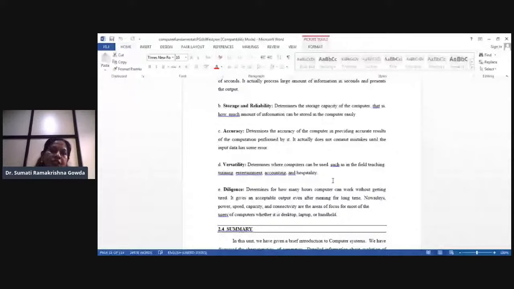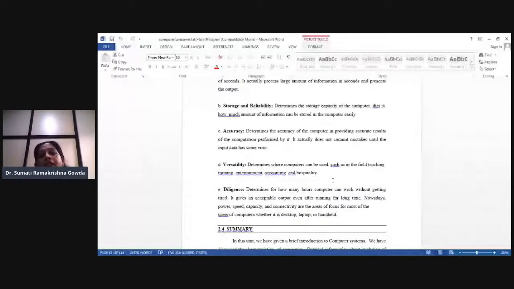Next is diligence. Diligence determines for how many hours a computer can work without getting tired. It gives an acceptable output even after running for a long time. Nowadays, power, speed, capacity, and connectivity are the areas of focus for most users of computers, whether it is a desktop, laptop, or handheld such as a mobile phone.